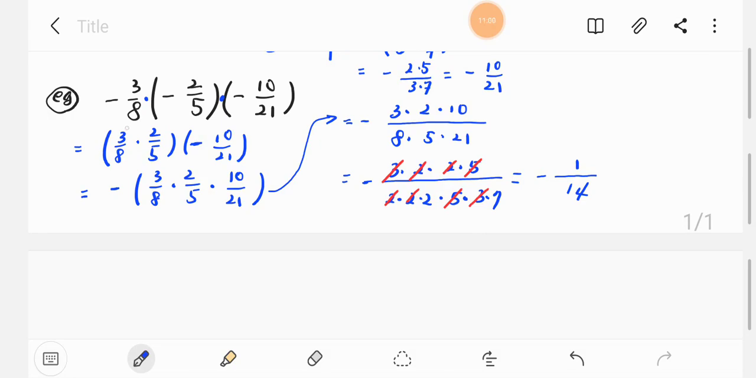Okay, so keep in mind, if you have an expression which is a product, everything is a product, then count the number of negative signs. If the number of negative signs is odd, then the result will be negative, because get rid of 2 negatives, then what? 1 negative left, right? If the number of negative signs is even, then the result is positive. Okay, so let's try more examples.